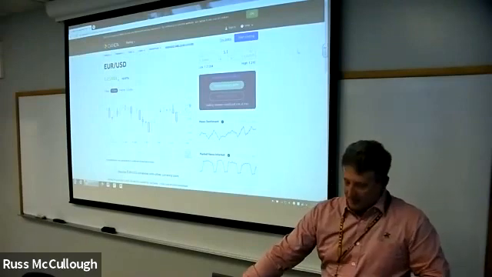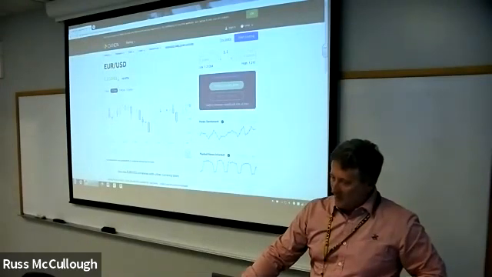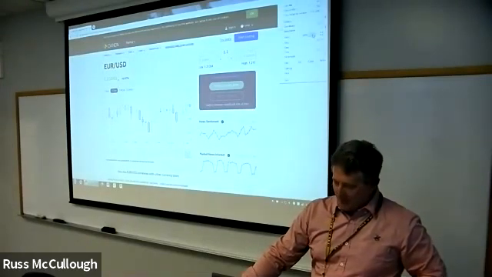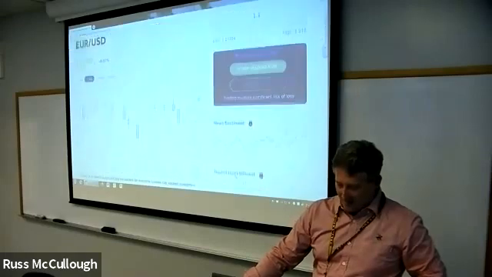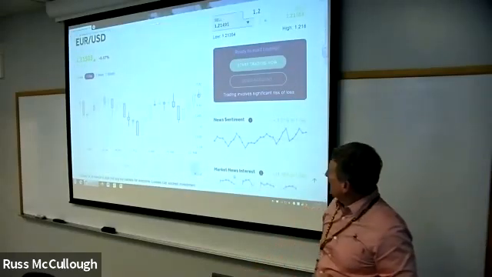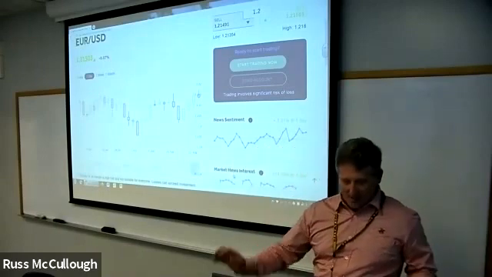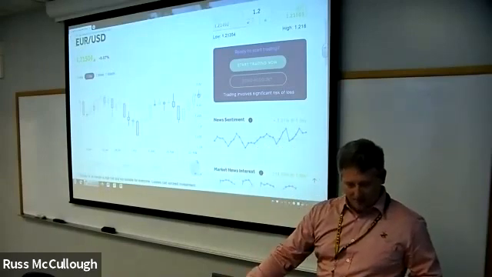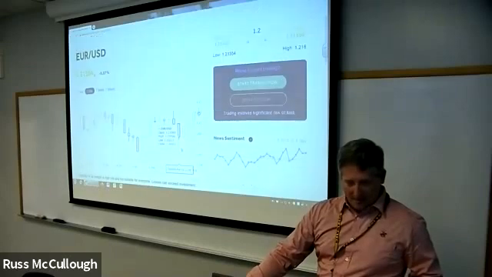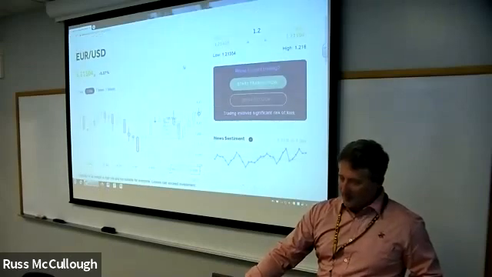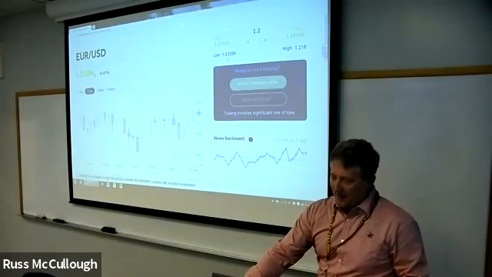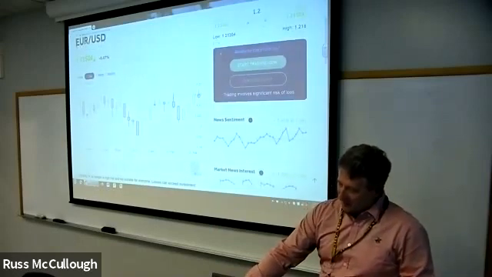Okay. So some of you are familiar with the candlesticks. So that is against the euro, and we've got it trading. Sometimes it's a little weird with what we have here on the notation.